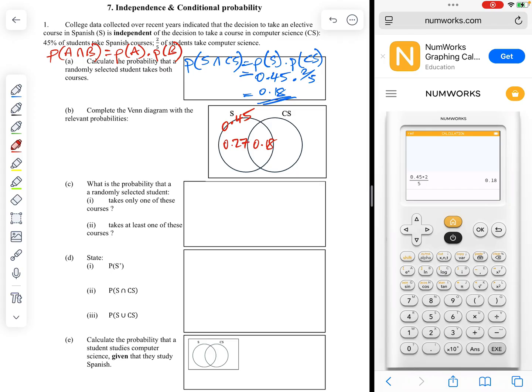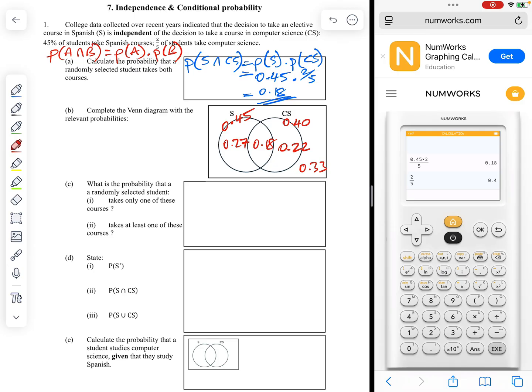Computer science, it says 2/5. Let's go to the calculator. 2 divided by 5, that's 40%, 0.4. So if we put 0.40, that is our computer science circle. Therefore, with the subtraction, 0.22. As everything from the four regions, 1, 2, 3, and outside, adds up to 1, if we do a subtraction, we end up with 0.33 for the people who take neither course.